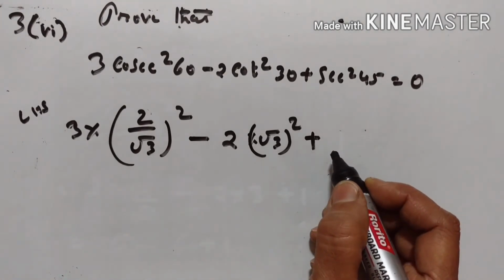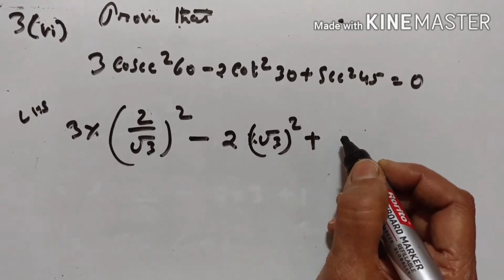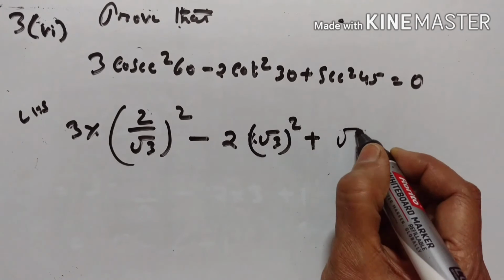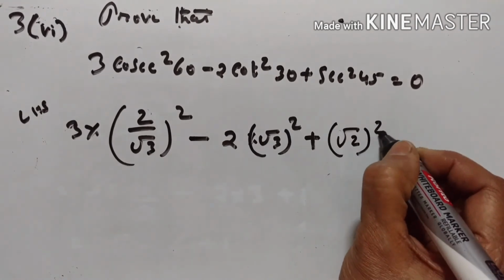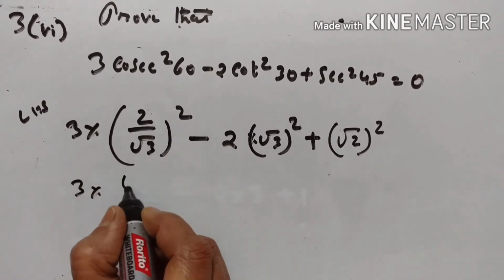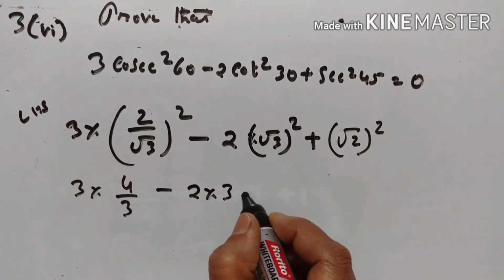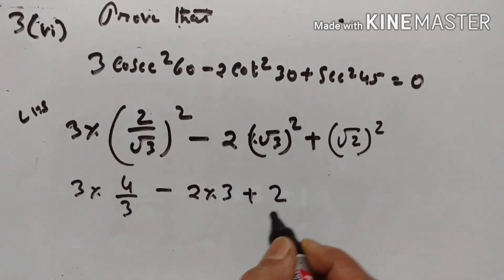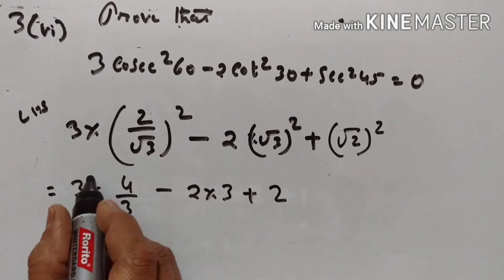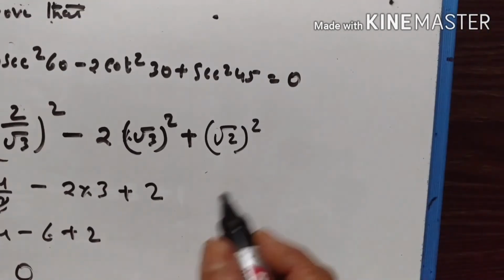Sec 45. Cos 45 is equal to 1 upon square root of 2. Therefore sec is reciprocal of cos. So it is square root of 2, square. 3 into 4 upon 3 minus 2 into square root of 3 into square root of 3 plus square root of 2 squared is equal to 2. 3 goes off. 4 minus 6 plus 2. 6 minus 6 is equal to 0. So LHS is equal to RHS.